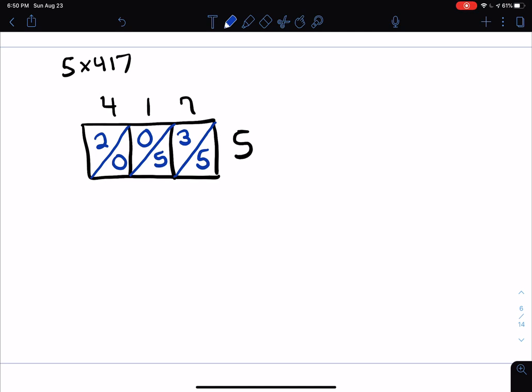Five times 417. Well, in my calculator, I get 2,085. I'm not sure. Did I say something else earlier? This calculator's crazy. Okay, so I should end up with 2,085 when I'm done with this method.